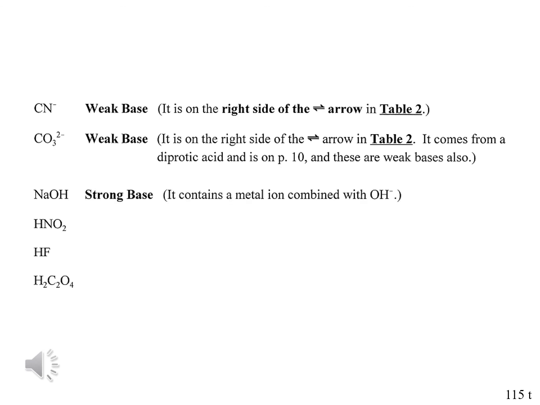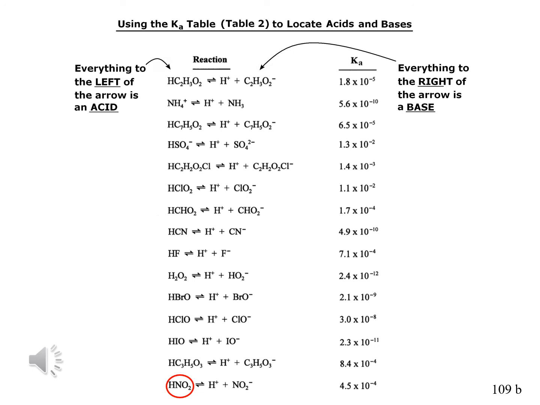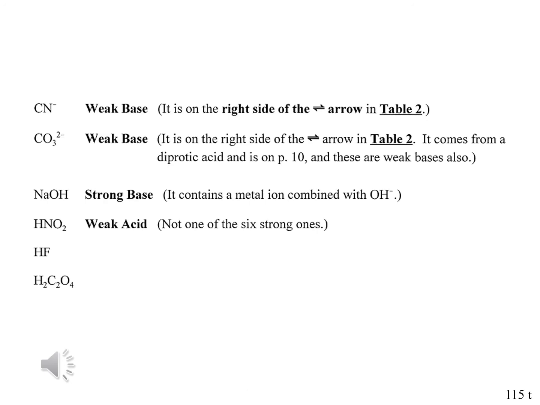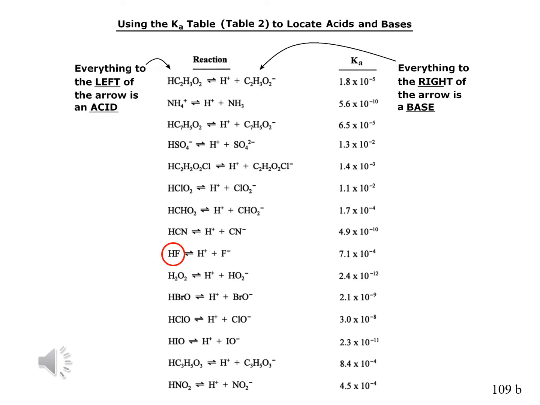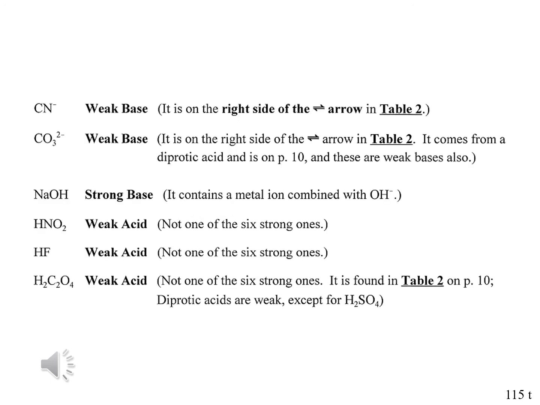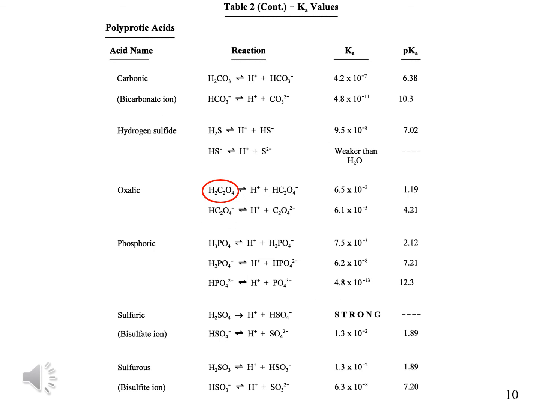HNO2 is not one of the 6 strong ones, and so it's a weak one. It's also in your table. And here it is circled. HF is not one of the 6 strong acids. It is a weak one. And here it is circled. The last one, oxalic acid, is a weak acid because it's not one of the 6, and it's also a diprotic acid, so you find it on page 10, the back of the Ka table. And there's oxalic acid on the left.